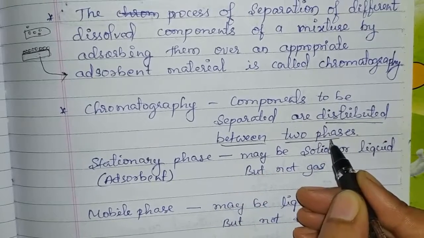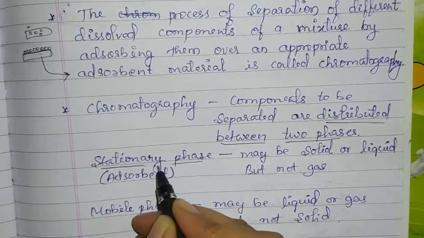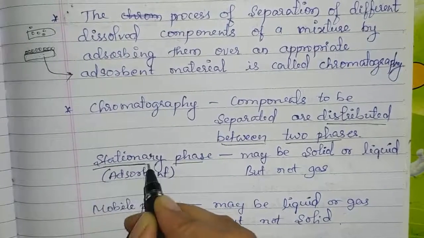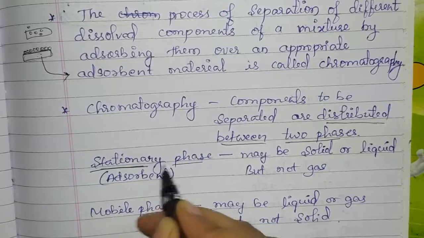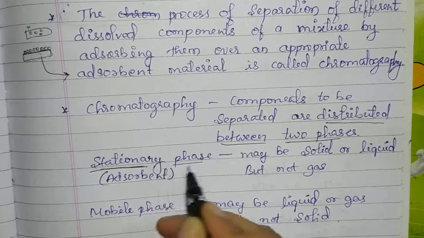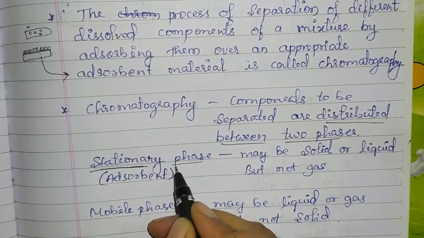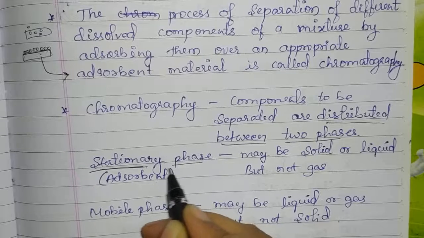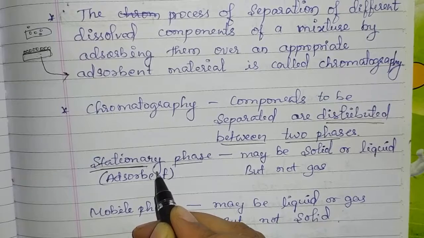Then what are those two phases? Let us see. One is stationary phase. Stationary means it is not moving, it is fixed. Okay, the fixed phase is known as the stationary phase. We can also say the stationary phase is the adsorbent. It provides its surface for the adsorption of a component, for the component molecules to adsorb.